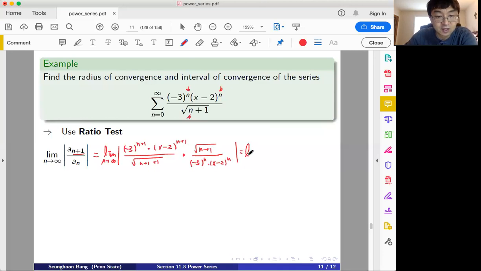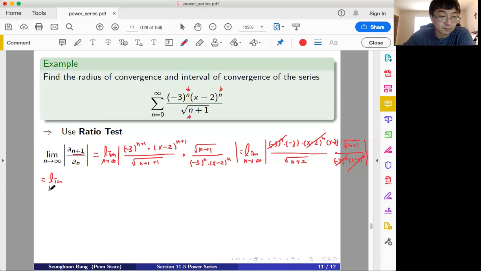So this is the limit as n approaches infinity, and you have to expand. The negative 3 to the n plus 1 is negative 3 to the power n times negative 3 to the power 1. Similarly, x minus 2 to the power n plus 1 is x minus 2 to the power n times x minus 2, over the square root of n plus 2, times the square root of n plus 1 over the bottom one, negative 3 to the power n, x minus 2 to the power n. You have to cross out the common factor. Cross out x minus 2 to the power n. So we have this one.